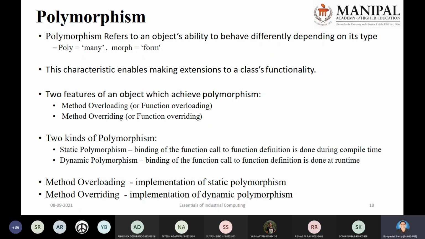Any doubt here? If there is no doubt, I'll stop the class now. Because method overloading and method overriding we need to explain with the help of a simple program, and that might take time. So I will stop the class for the day, and we'll continue in the next class. Any doubts, you can ask me.